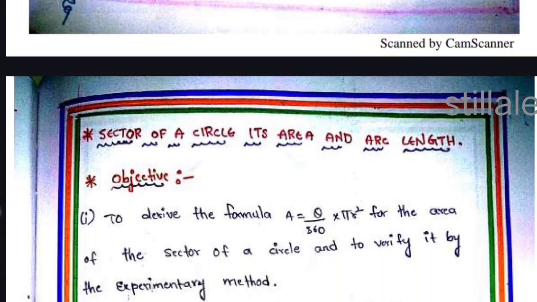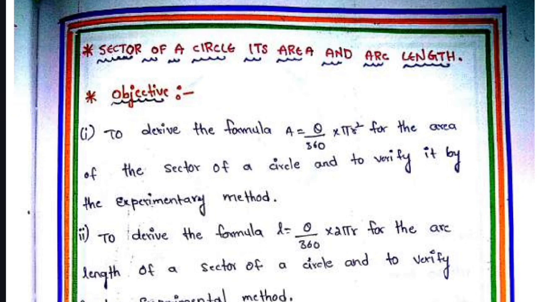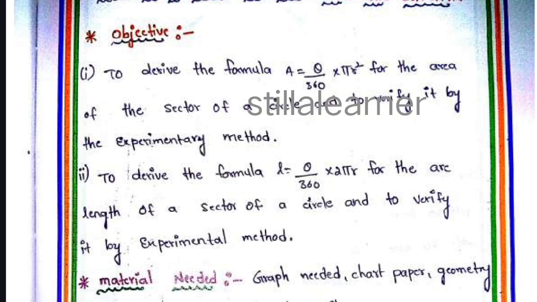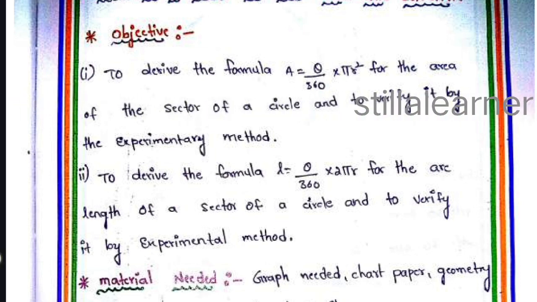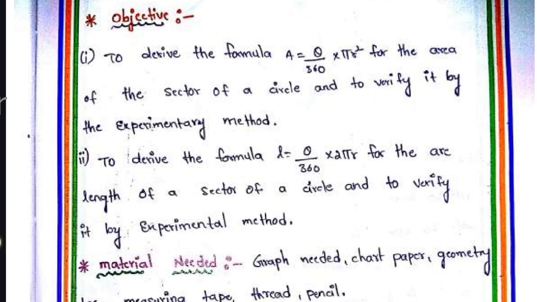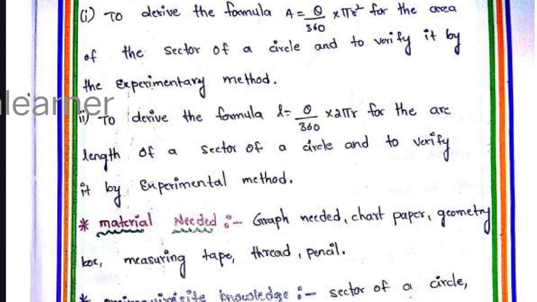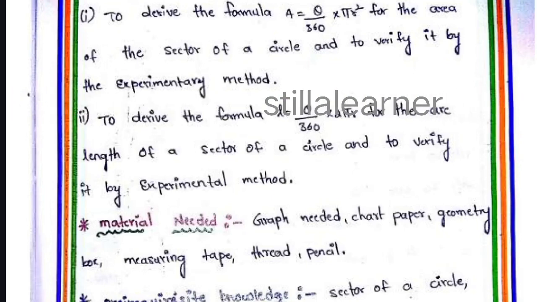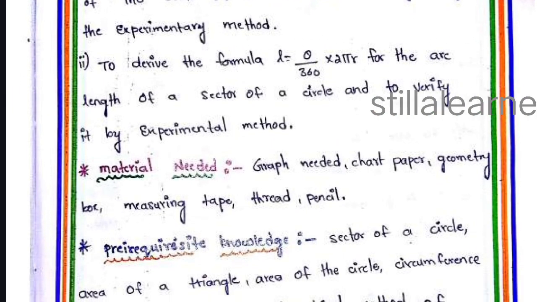Okay, so coming to the project work, in bold letters you have to write: sector of a circle and its area and length. First objective: to derive the formula A equal to theta by 360 multiplied by pi r square for the area of the sector of the circle and to verify it by the experimental method. Second point: to derive the formula L equal to theta by 360 multiplied by 2 pi r for the length of the sector of a circle and to verify it by experimental method.